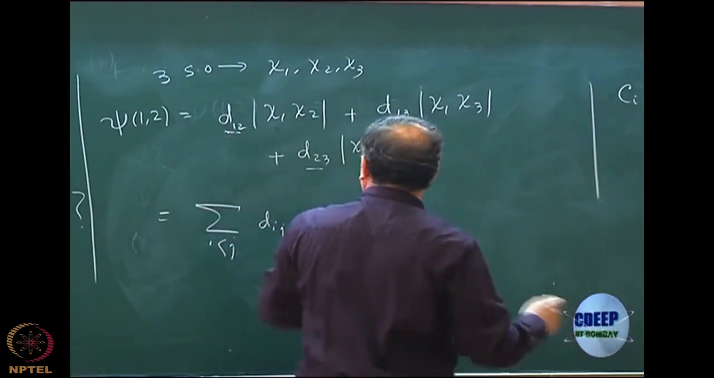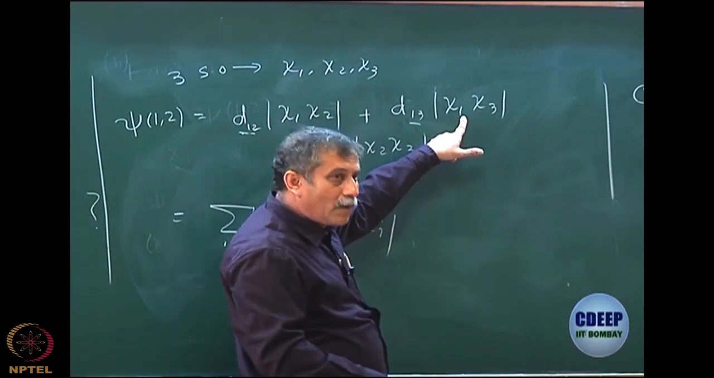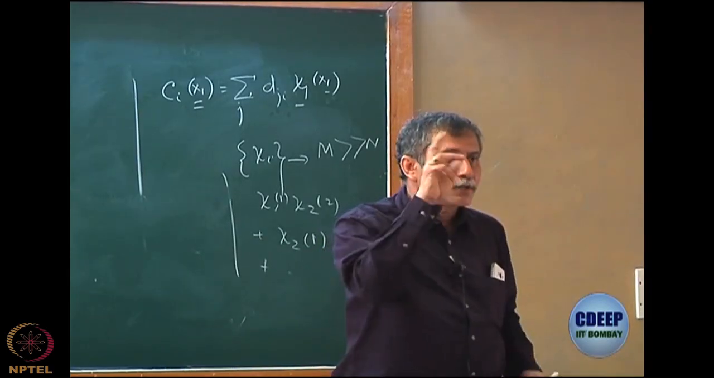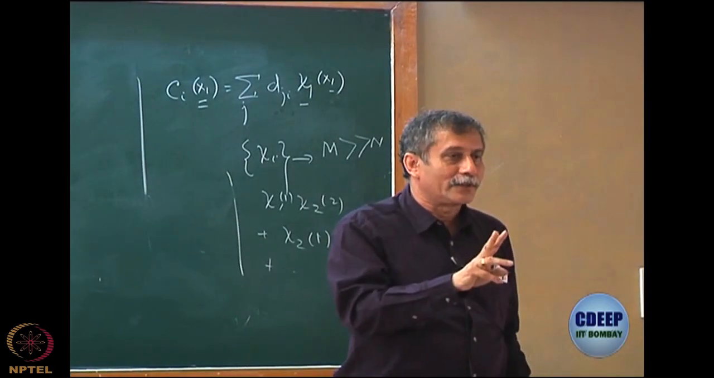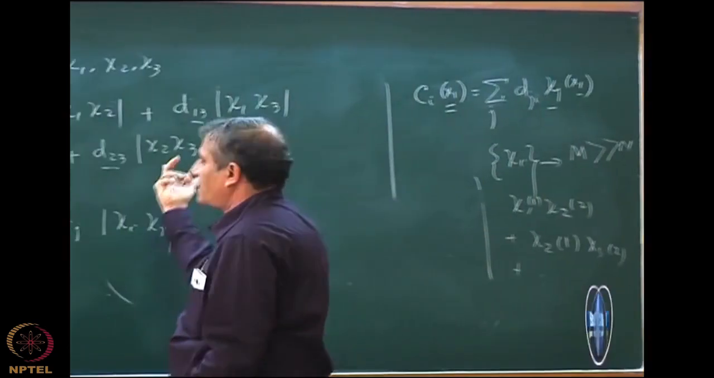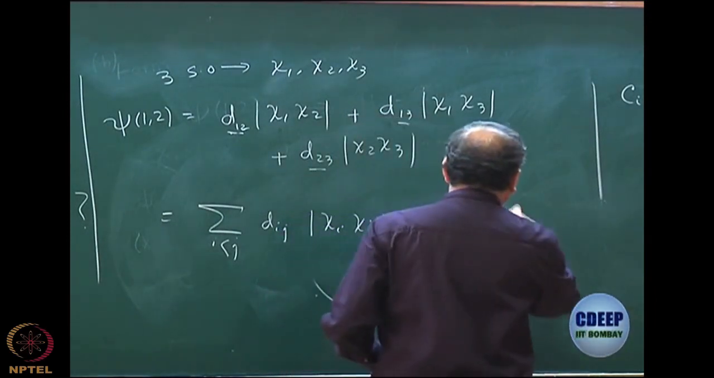So I'm still not understanding your problem. You are saying psi 2, 1. You are not talking of chi 1 to chi 2, right? The spin orbitals and coordinates are different. Are you talking of changing the spin orbitals or the coordinates? Which one are you talking of? Coordinates. If you change the coordinates, then everything will change. Chi 1, chi 3 is also, what is chi 1, chi 3?